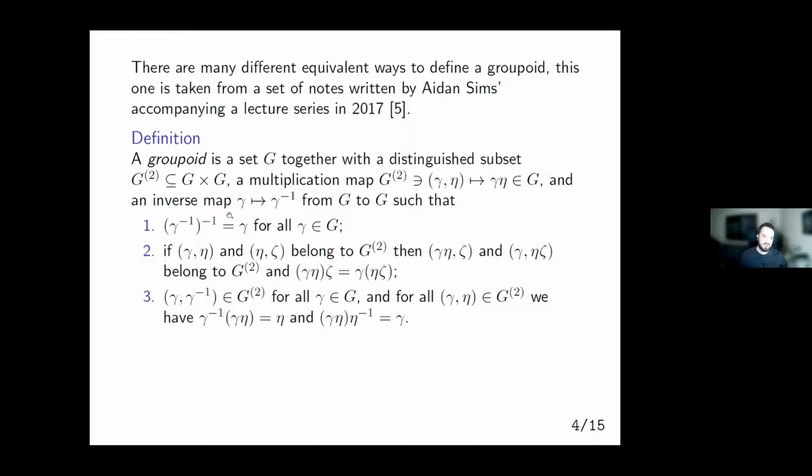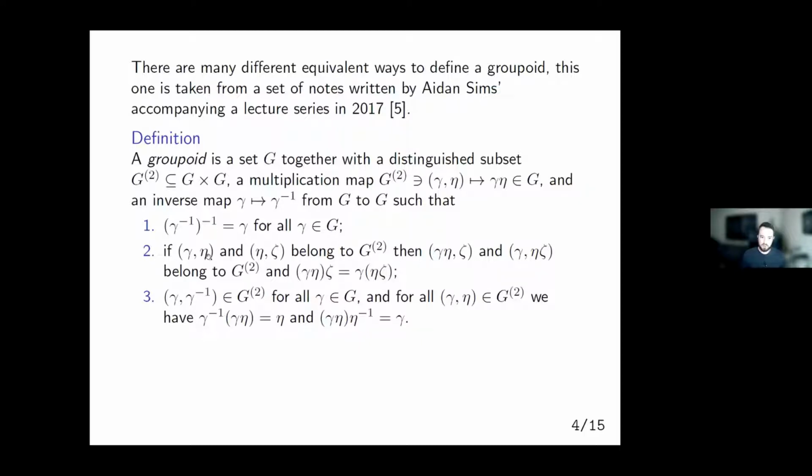We also want to have an inverse map, which we'll just call gamma maps to gamma inverse, from G to itself. And this collection of objects should satisfy the following three axioms. The first one is that the inverse of the inverse of an element should be itself. If you've done any group theory, you'll know this makes sense. It isn't exactly the group definition, but it follows immediately.